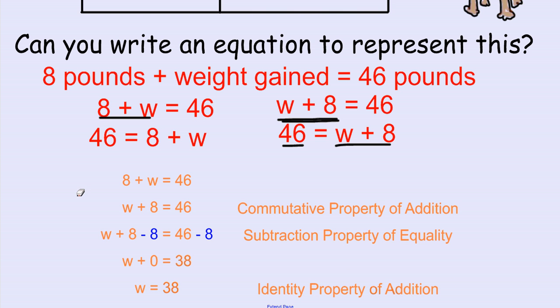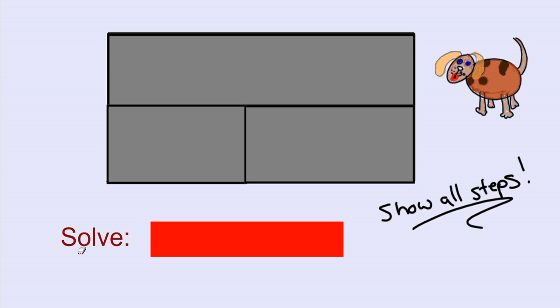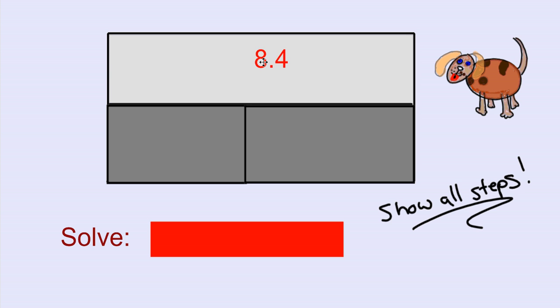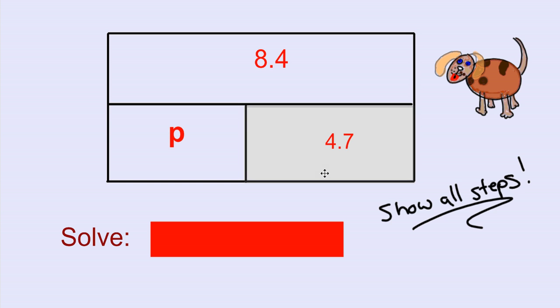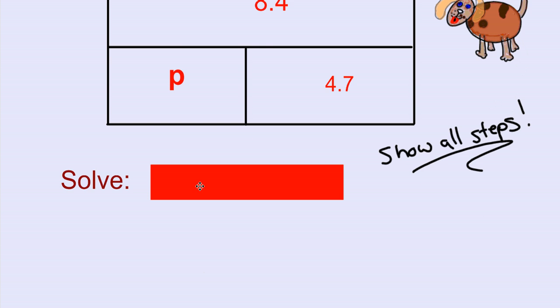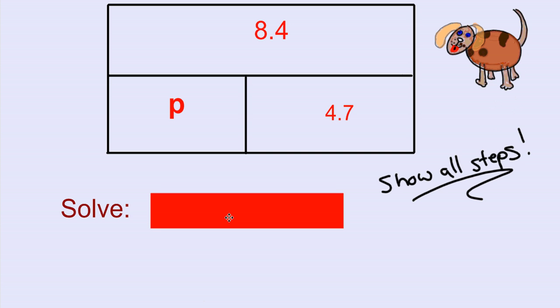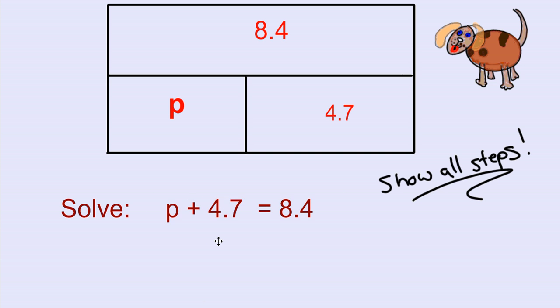All right, we're going to be practicing some of these with some more problems. Let's move on. Here we have another problem. Spot's going to help us out, okay? Woof, woof. The whole is 8 4/10, and the parts are P and 4 7/10. So can you write an equation for this? Okay, let's try to write it. See what you got. P plus 4 7/10 equals 8 4/10.